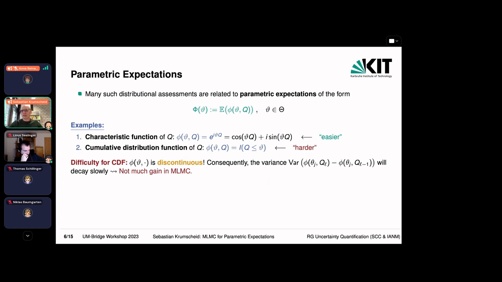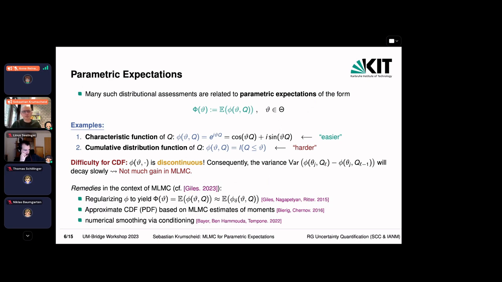If we do this naively, and even if we fix a certain point theta in our domain, there is still not much gain possible from using multi-level Monte Carlo, because of the discontinuity, this variance may only decay slowly. This has been observed previously, and there are a bunch of remedies, ranging from some regularization of this indicator function to some moment matching procedures and so on and so forth. And there's a nice review article by Mike Giles, to appear in the next proceedings from MCQMC.